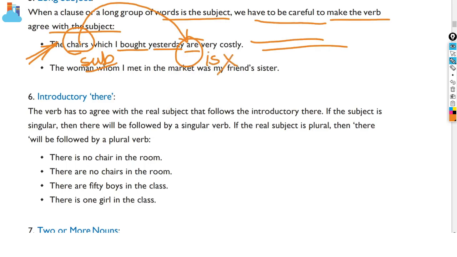Are very costly. The woman whom I met in the market was my friend's sister. The woman means a singular woman, whom I met in the market. So we'll be concentrating on the subject. This is singular, and therefore now let us go to the verb. Let us consider the to be verb. Therefore, this will also be singular. Was will be the correct form. The woman whom I met in the market was my friend's sister, not were my friend's sister.